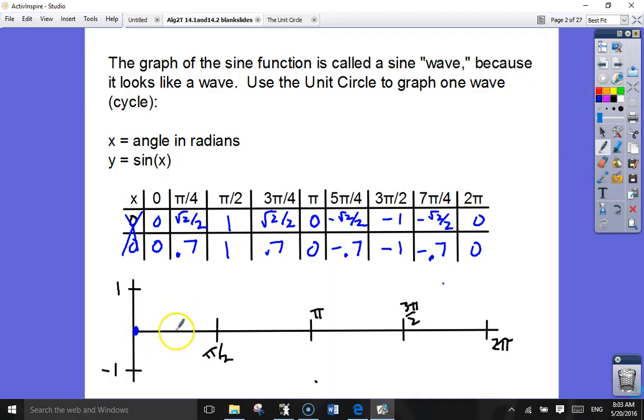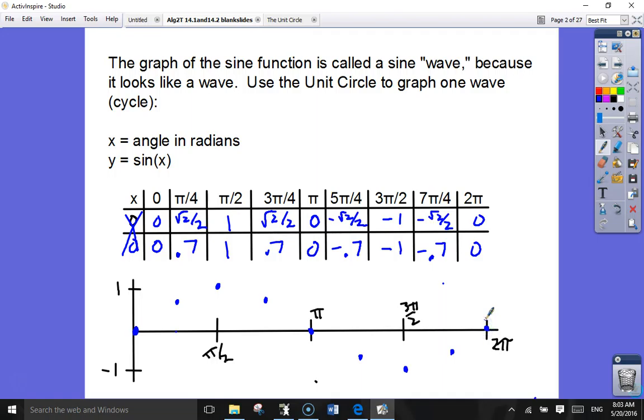At pi over 4, which would be about halfway there, we're about 0.7. At pi over 2, I'm at 1. At 3 pi over 4, about halfway in between, I'm back at 0.7. At pi, I'm at 0. Right? At 5 pi over 4, I'm at -0.7. Right? Then I'm down to -1, back to -0.7, and then back to 0.